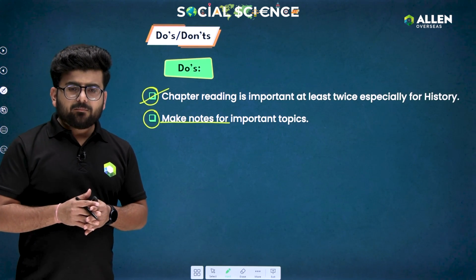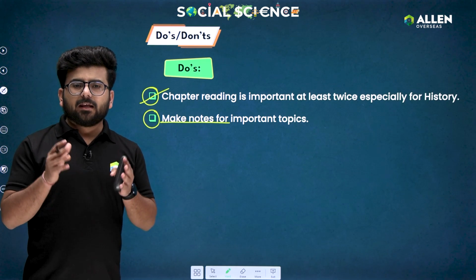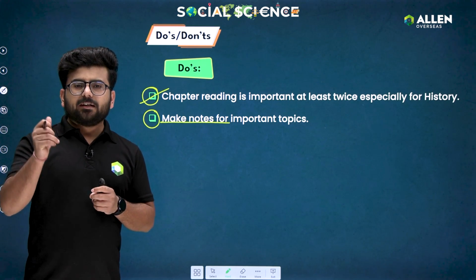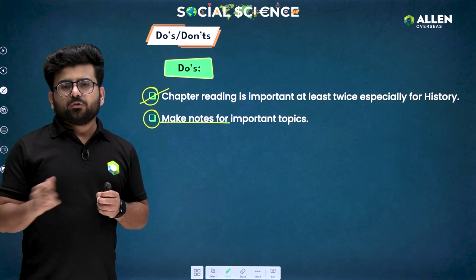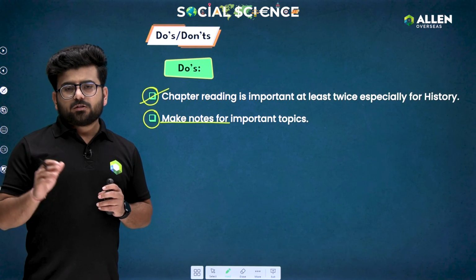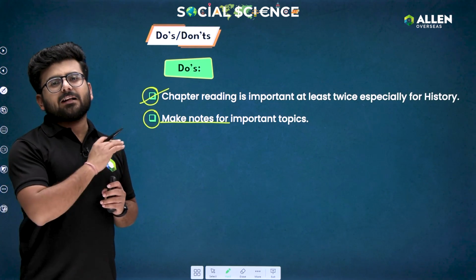Students, it is possible that many of you won't get enough time to make notes. For that, you can simply take a highlighter, and while reading the book, you can highlight the most important points of a particular chapter. So at the last time, you can revise those highlighted points.